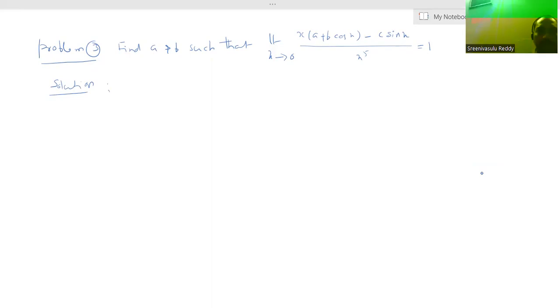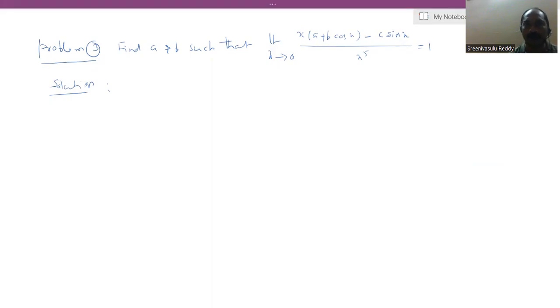Because if we substitute the x value, we get 0 by 0 form in the left hand side. You observe that x is 0, here sin 0 is 0, 0 into something equal to 0 in the first part, here 0 minus 0 is 0 numerator, denominator 0. So we apply the L'Hospital rule.